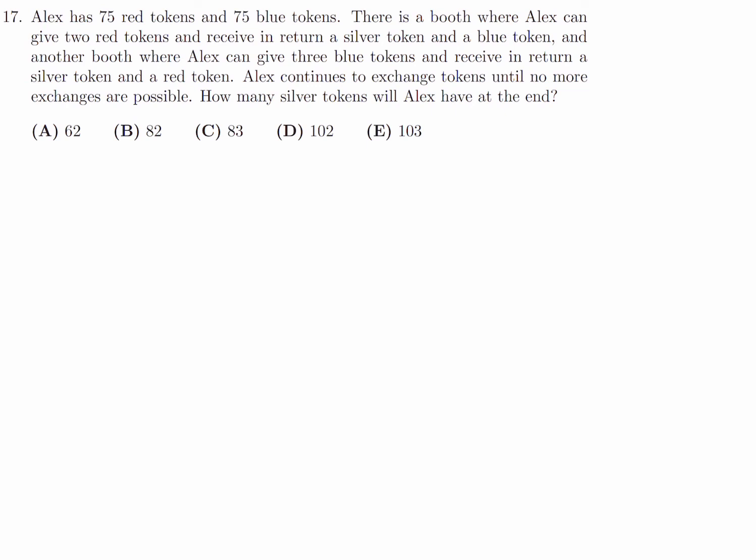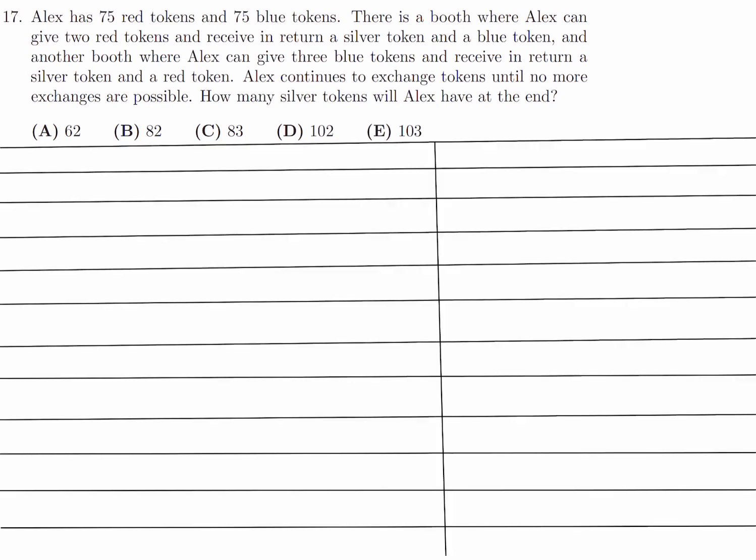Alex has 75 red tokens and 75 blue tokens. There is a booth where Alex can give 2 red tokens and receive in return a silver token and a blue token. And another booth where Alex can give 3 blue tokens and receive in return a silver token and a red token. Alex continues to exchange tokens until no more exchanges are possible. How many silver tokens will Alex have at the end?